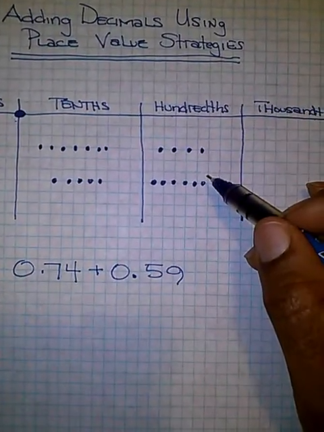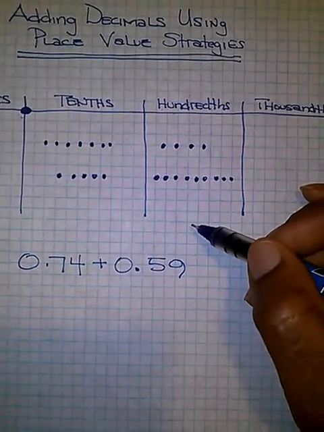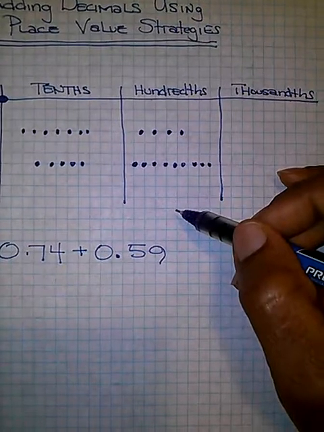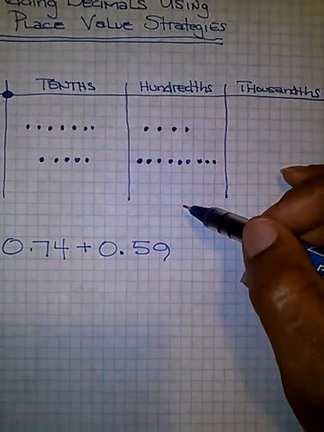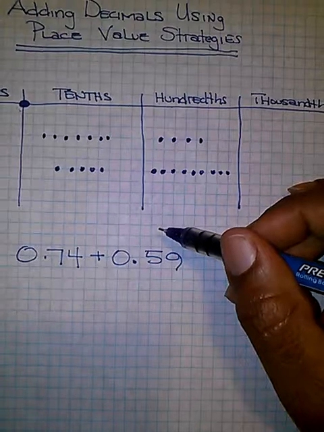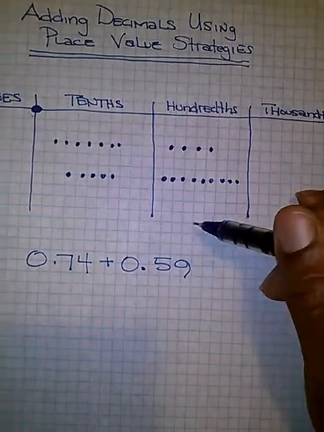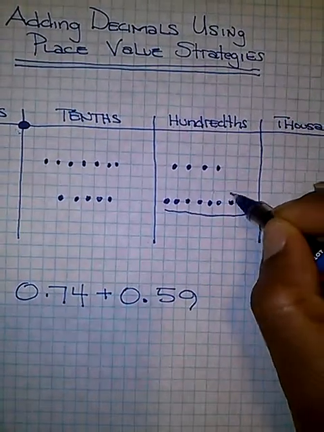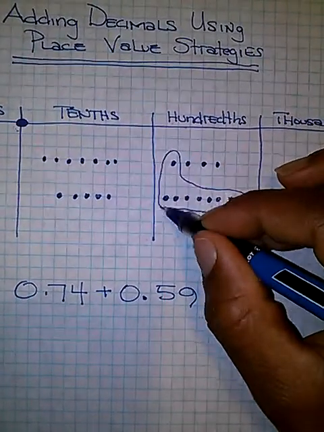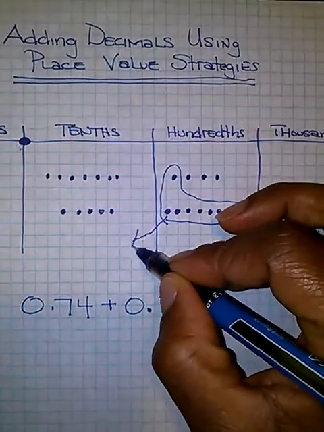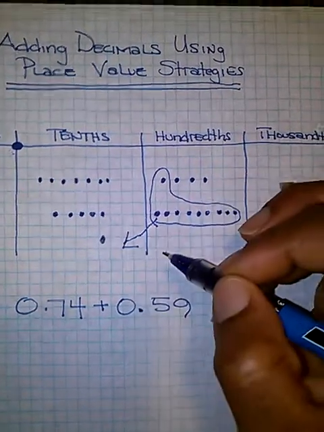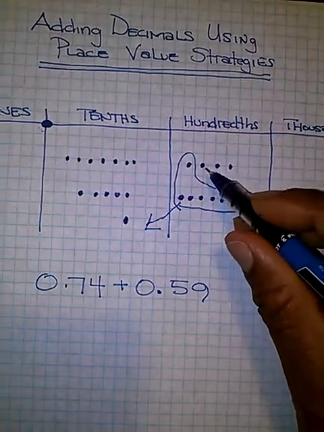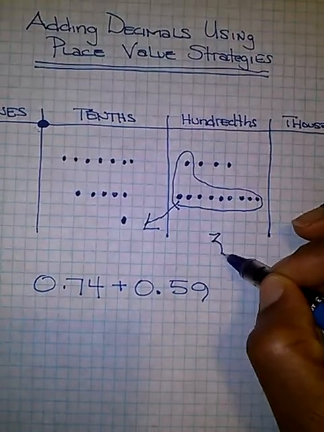Now when we add, we cannot simply put a 13 here, because as we learned in one of the earlier lessons, a digit in one place represents 10 times as much as the place to its right. So in this case, I will bundle 10 of the hundredths together, and I will move that over to the tenths column. So now I will no longer count these 10 hundredths that are listed here. I will only count the 3, and I will bring the 3 down.